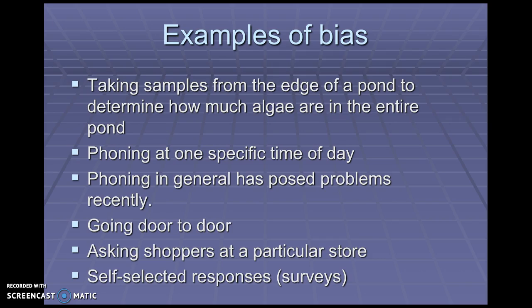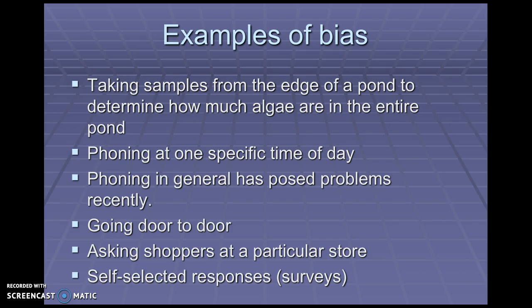So here's some examples of bias. Taking samples from the edge of the pond to determine how much algae are in the entire pond. If you take samples from the edge, they're more likely to be algae at the edge of the pond than there are, say, in the middle of the pond.